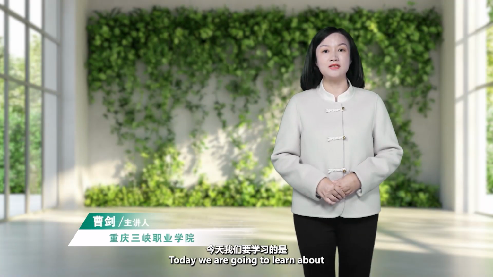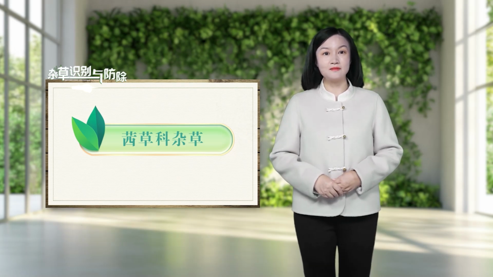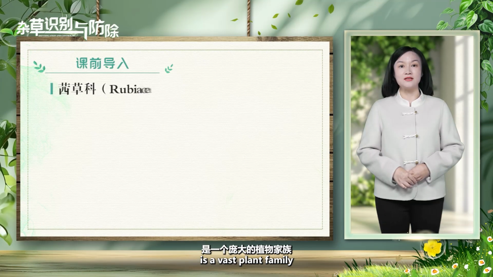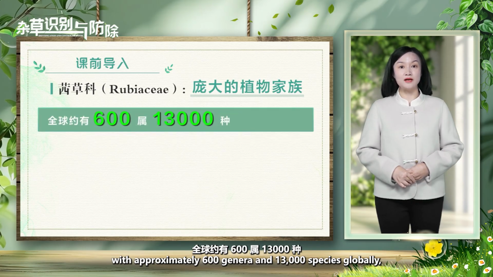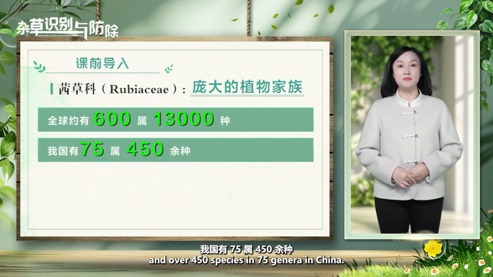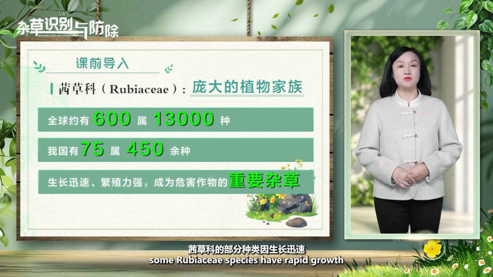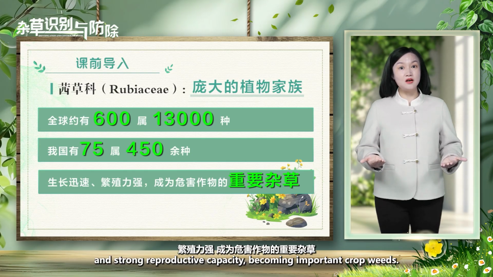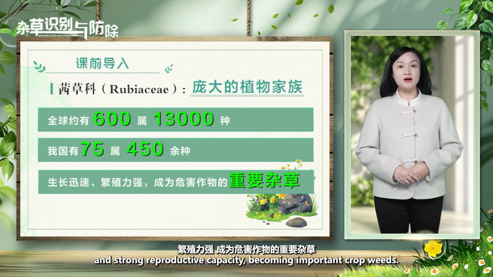Hello, students. Today, we are going to learn about common Rubiaceae weeds in agricultural production. The Rubiaceae family is a vast plant family with approximately 600 genera and 13,000 species globally, and over 450 species in 75 genera in China. In agricultural ecosystems, some Rubiaceae species have rapid growth and strong reproductive capacity, becoming important crop weeds.